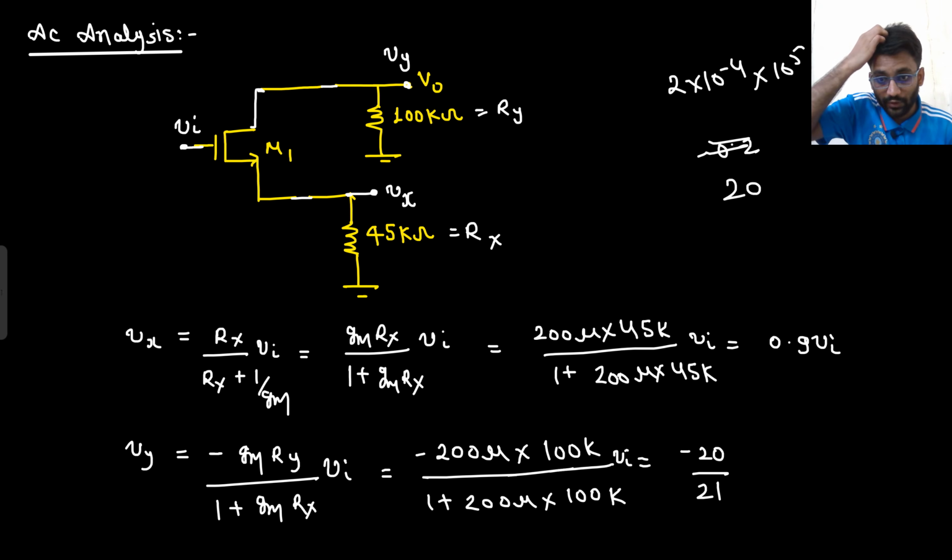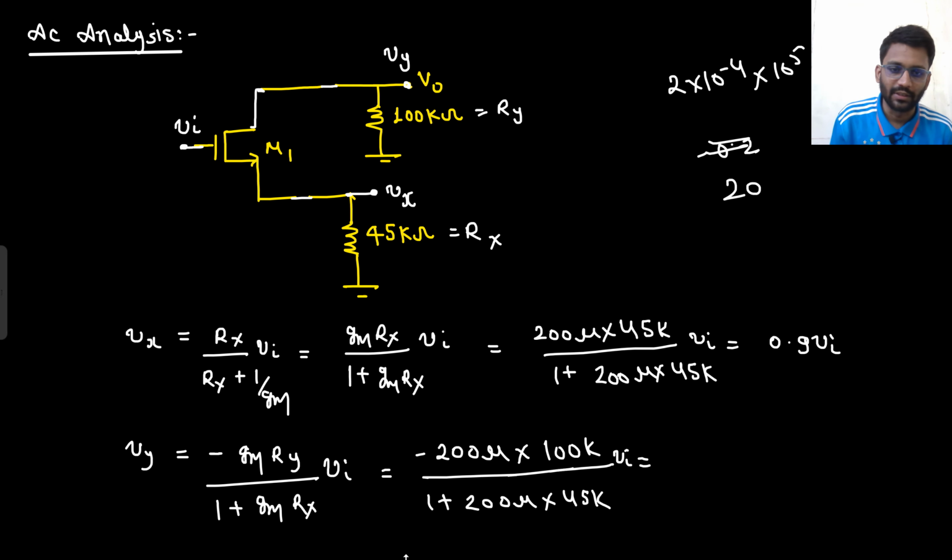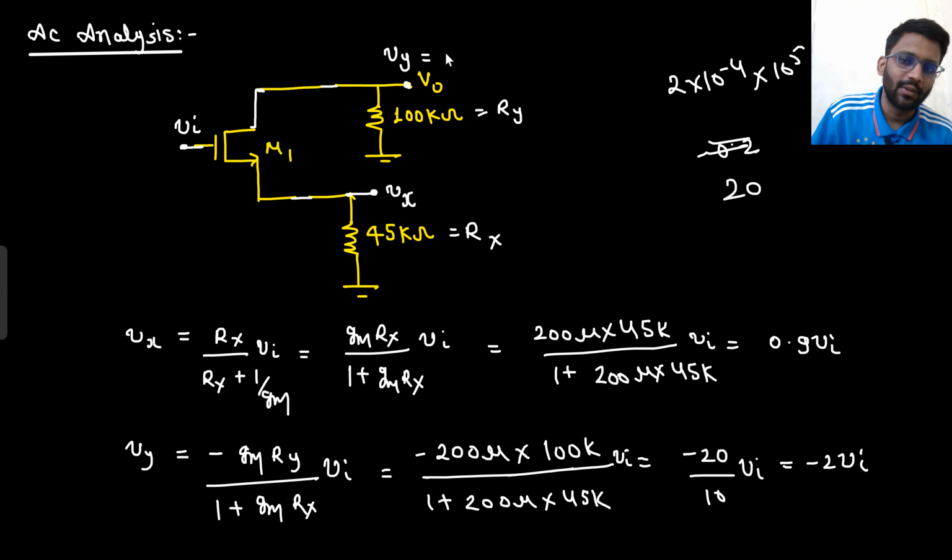Rx value is different? No, Rx value is 45k. So it would be minus 2 Vin basically. So the upper one would be 2 into 10 to the power minus 4 into 10 to the power 5. So minus 20 divided by 10 into Vin. So it would be minus 2 Vin. Basically, you can do the calculation on your own. This is taking a bit of time for me. So Vx you are getting is 0.9 Vin, and Vy you are getting is minus 2 Vin.